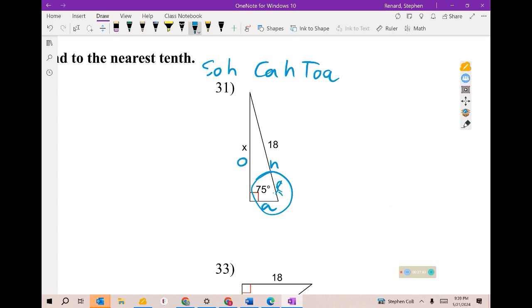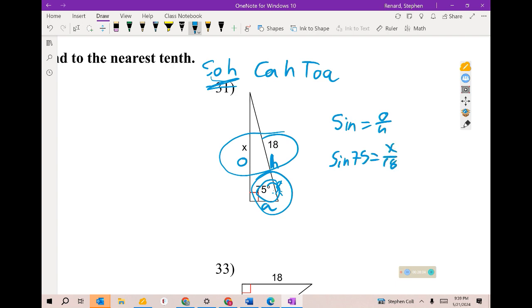So now we have our angle here, 75, and we have these two sides that we're trying to compare, opposite and hypotenuse. When I look up here, I see that that's the sine. I know that sine equals opposite over hypotenuse. So the sine of 75 is going to be x over 18. I'm going to multiply both sides by 18, and that's going to be my answer. X equals 18 sine 75.